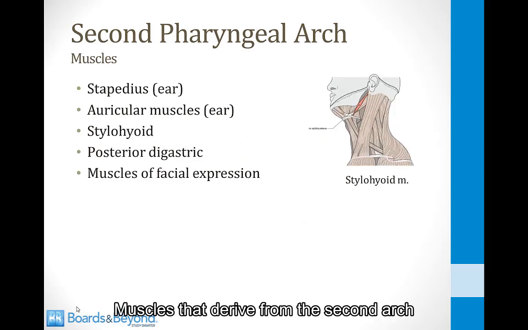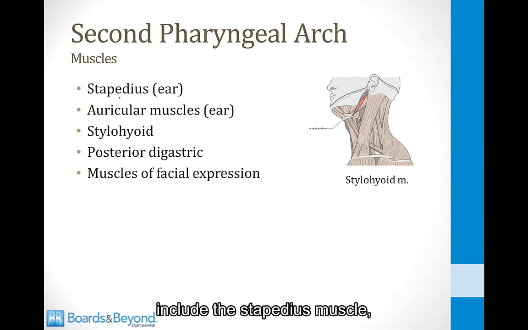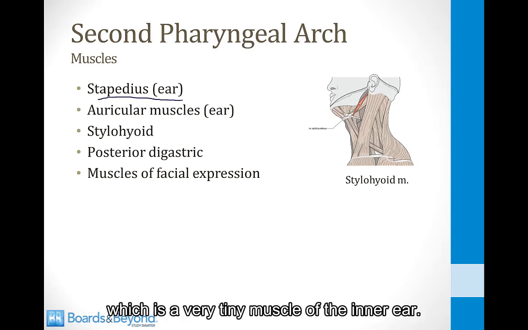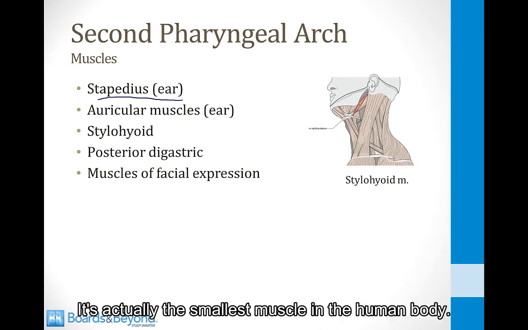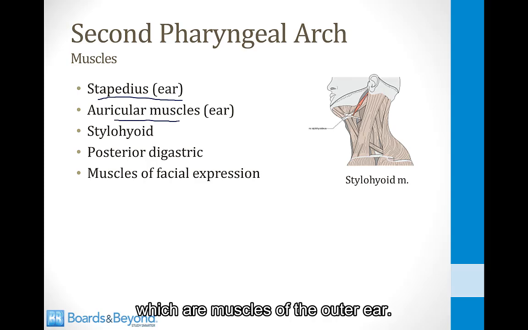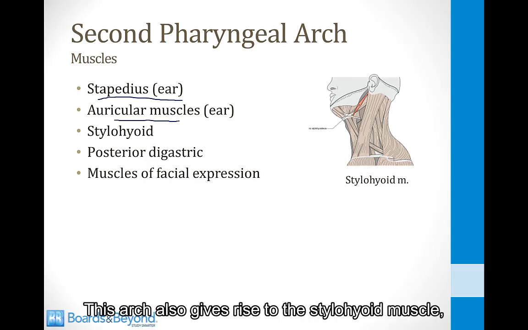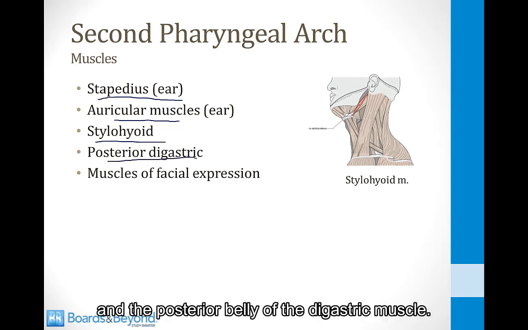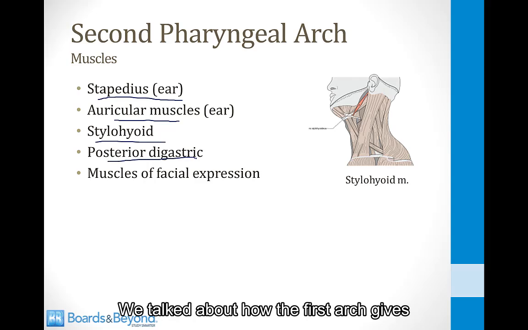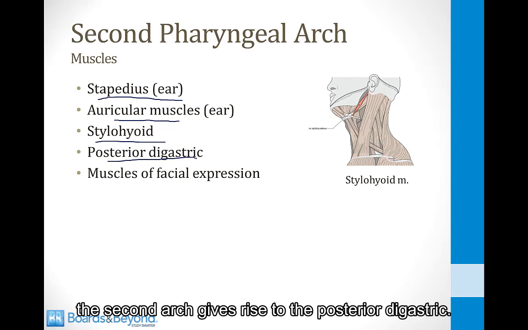a minute. Muscles that derive from the second arch include the stapedius muscle, which is a very tiny muscle of the inner ear. It's actually the smallest muscle in the human body. Also the auricular muscles, which are muscles of the outer ear. This arch also gives rise to the stylohyoid muscle and the posterior belly of the digastric muscle. We talked about how the first arch gives rise to the anterior digastric, the second arch gives rise to the posterior digastric.